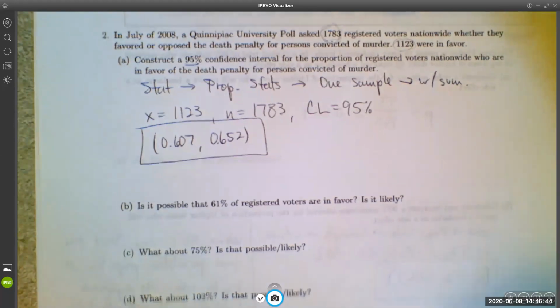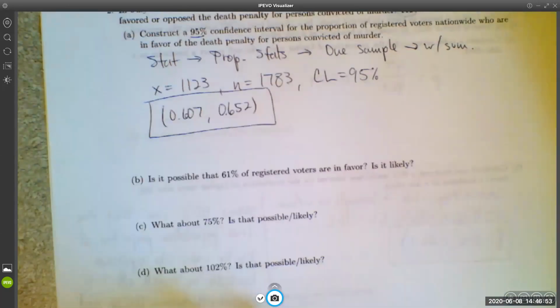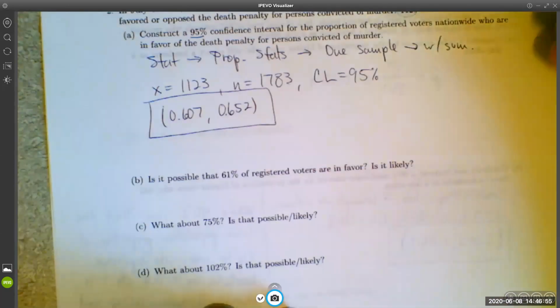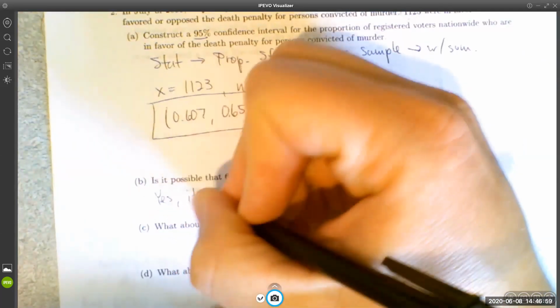So then we can answer a bunch of questions. Part B says, is it possible that 61% of registered voters are in favor of the death penalty? Is it likely? Yeah, it's possible. It's possible.